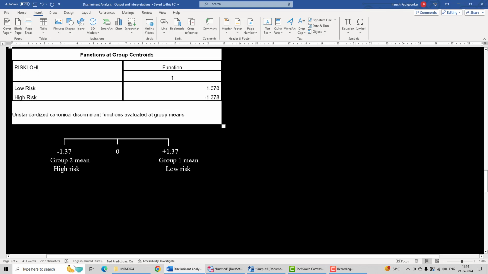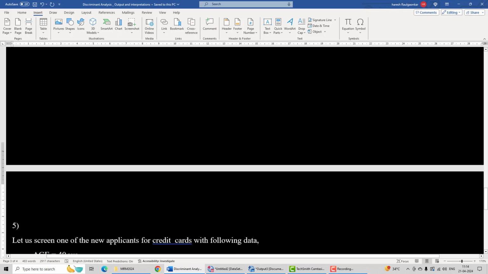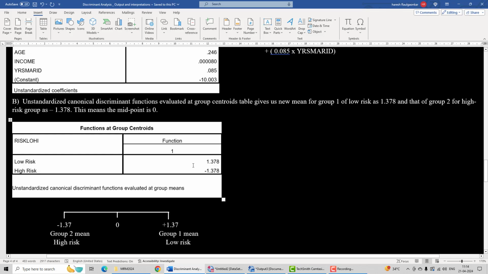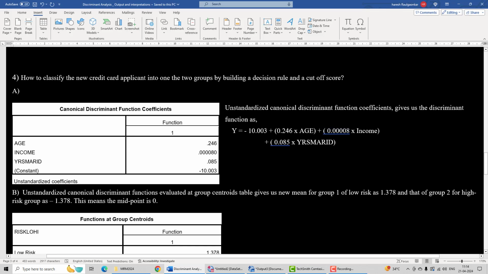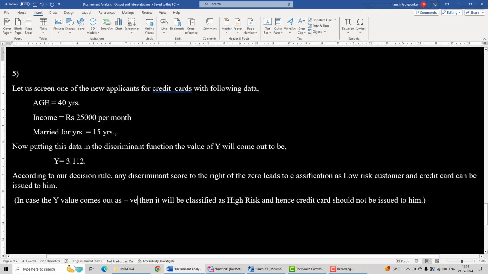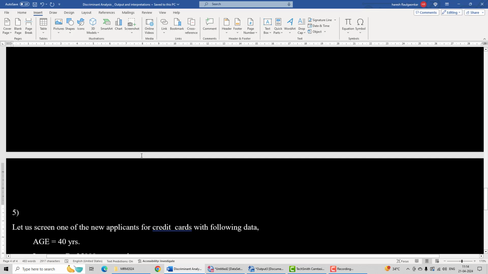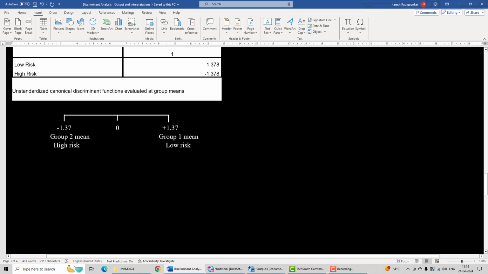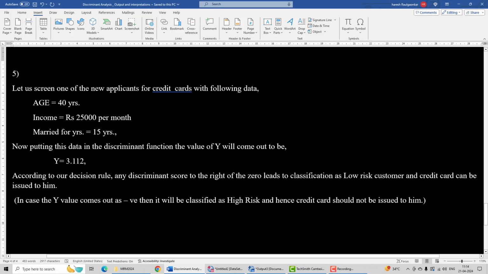So let us take one example. Suppose a new credit card applicant has come, and these are the details. I will use these details in this particular equation, and when I do, I get a Y value of 3.112. Now based on my decision rule, 3.112 is far on the right side of the mean of low risk. So I clearly say that this particular customer should be given the credit card because the customer is classified as a low risk customer.